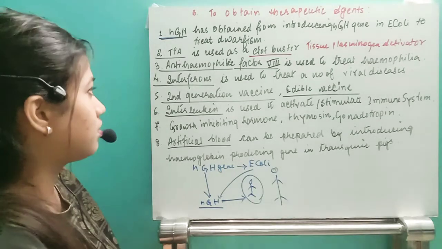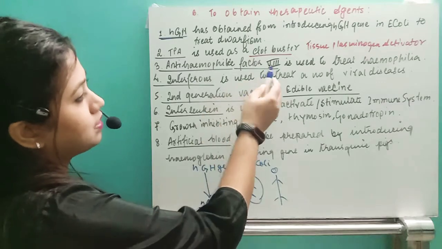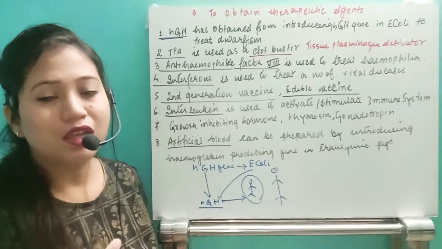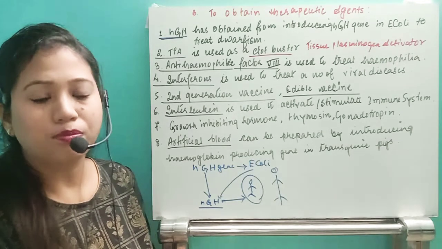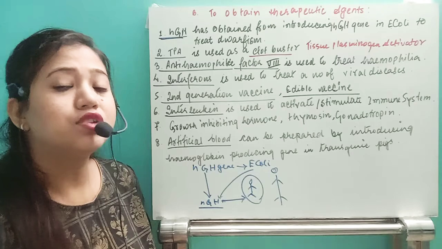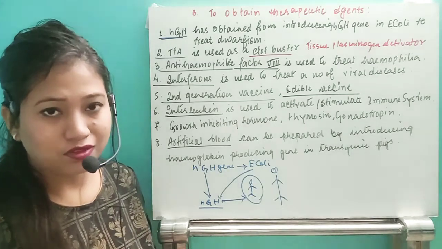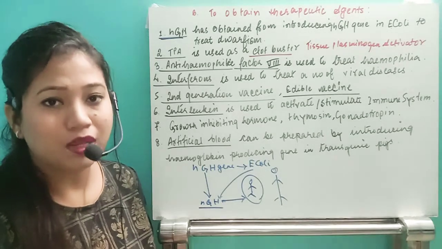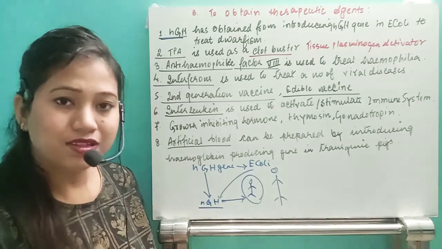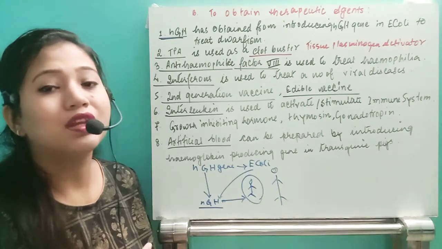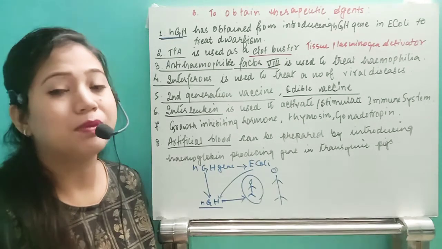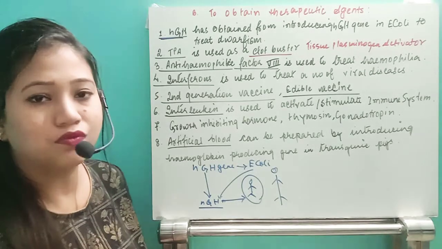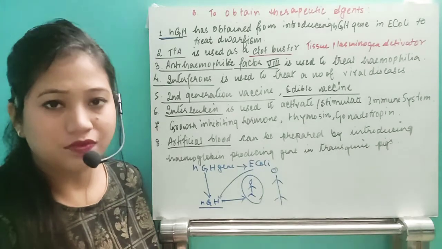Next one, the third example, is antihemophilic factor 8. This is actually one factor due to which the individual will have the proper blood clotting mechanism. Now, due to the lack of this antihemophilic factor, that individual will not be able to stop blood flow. So once cut, that individual will never stop blood flow, and this way the people die. So this is one genetic disorder, that is hemophilia. You will get it whenever you study molecular basis of inheritance.